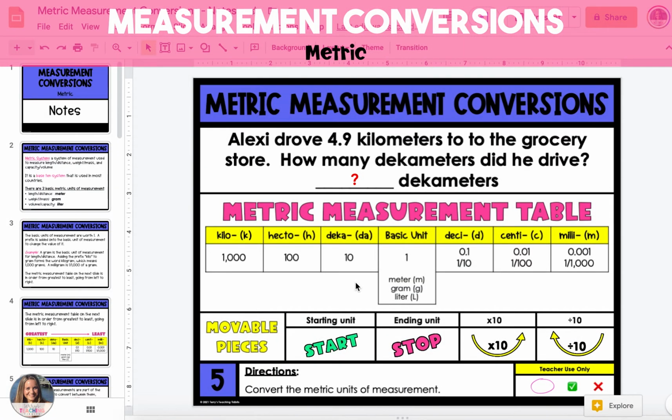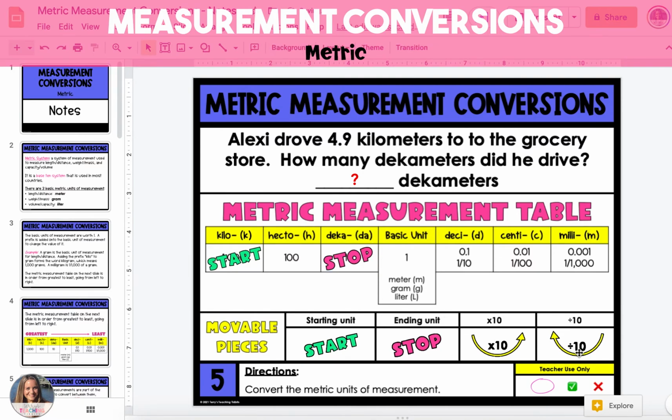The fifth and final example is a word problem. Alexei drove 4 9/10 kilometers to the grocery store. How many decameters did he drive? We're starting with kilometers, so we're going to drag start over kilo, and we're stopping at decameters, so we're going to drag stop over deca.